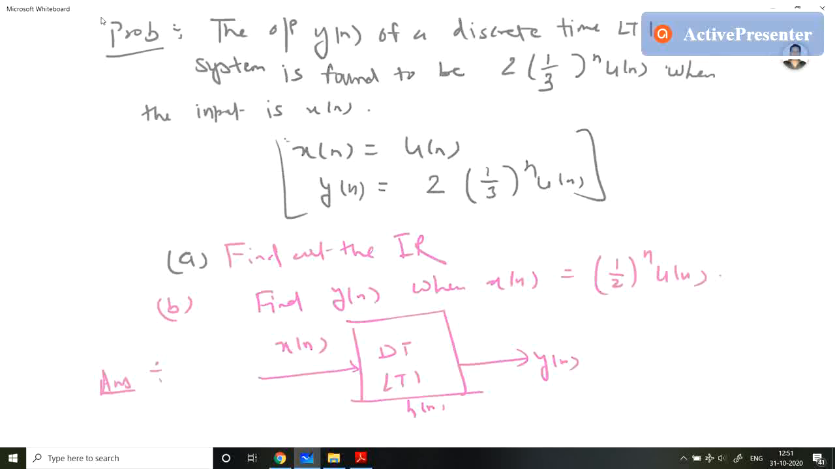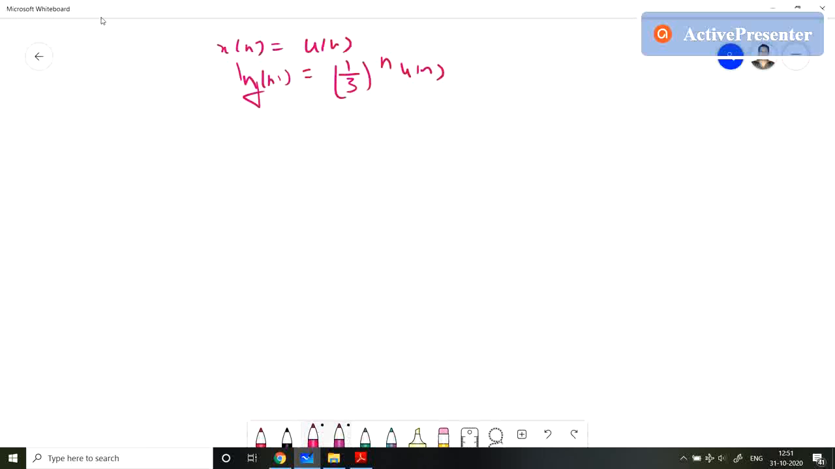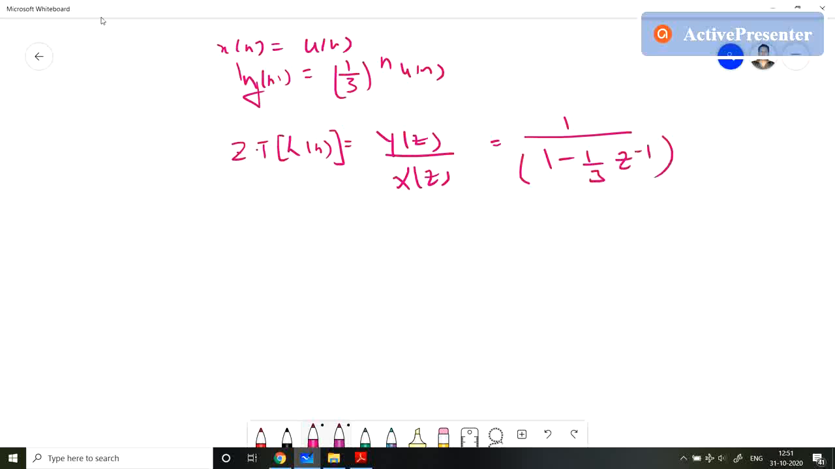Okay, so yn is given and xn is given. In this type of system we need to find hn, and for finding hn, it is better to take the z transform. So the z transform of hn is Y(z) divided by X(z). What is Y(z)? Y(z) is 1 divided by 1 minus 1 by 3 z inverse. And X(z) is 1 divided by 1 minus z inverse. So this is our H(z).